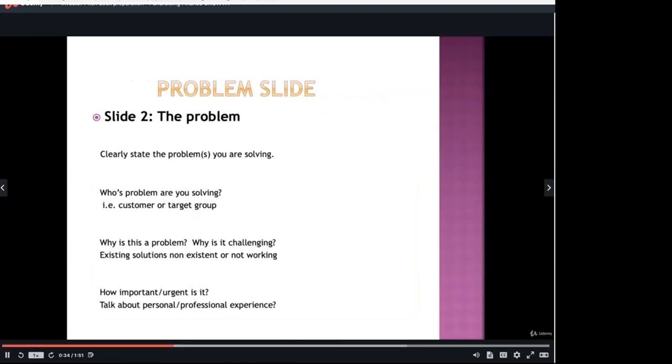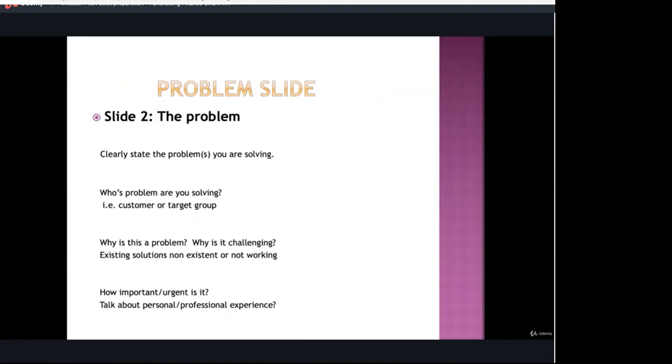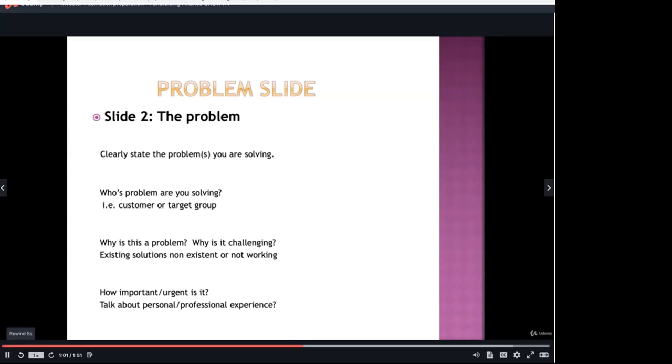You need to explain why this is a problem to the particular group and why it is a challenge for them. You can briefly mention that the current solutions, if any, do not work and are inadequate. State how urgent or important the problem is, for example, diabetes epidemic or access to fresh water. You can make the problem personal and relatable by stating the experiences you have had in your own life or in business.